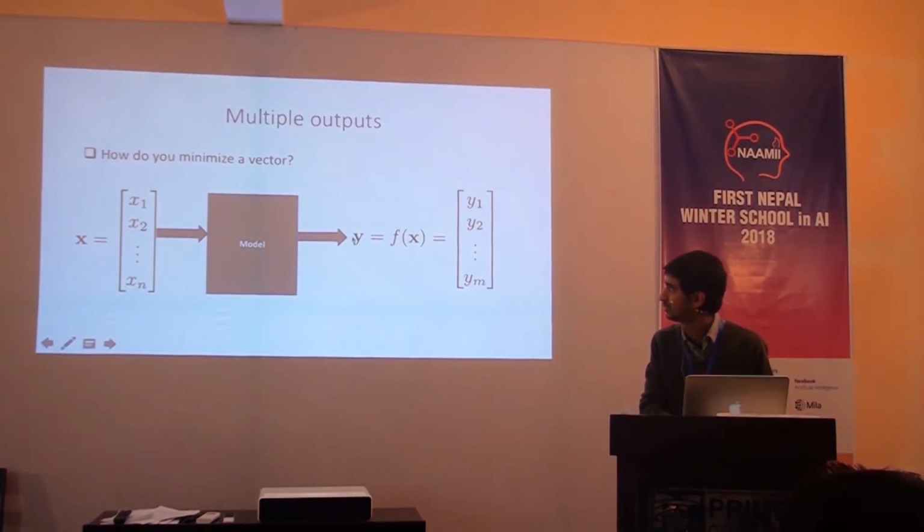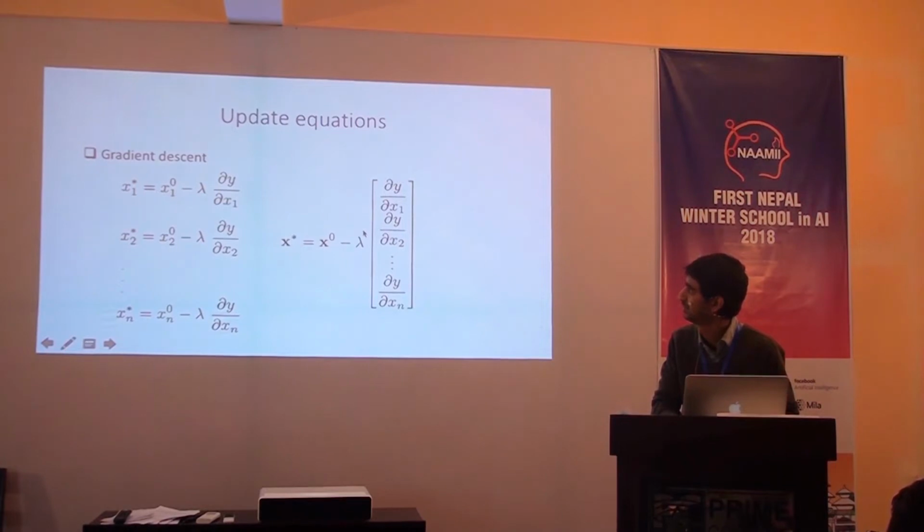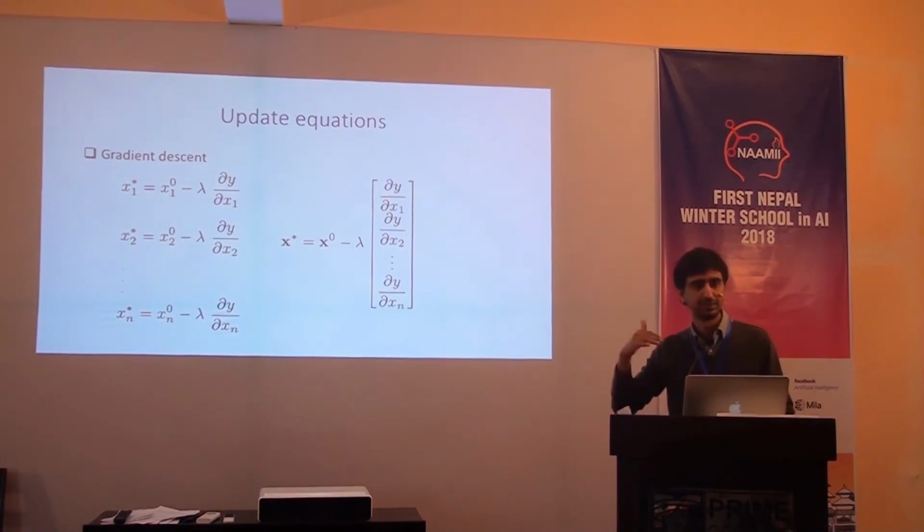So you could minimize each component of y. Then it will be the same as what we did here, right? Except that for each component of y, you have a different gradient descent.